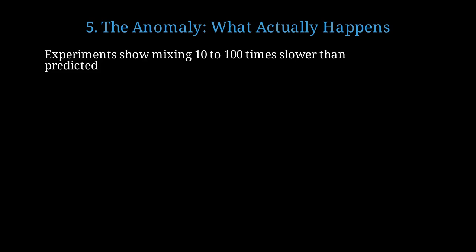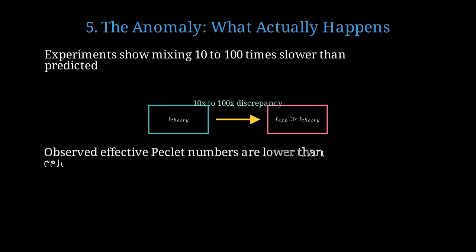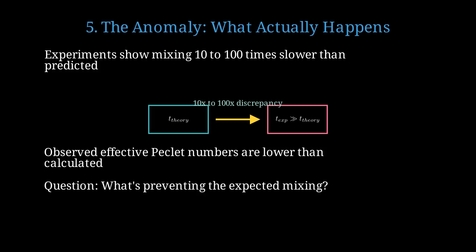But experiments reveal something unexpected and troubling. Experimental measurements consistently show mixing times 10 to 100 times longer than theoretical predictions suggest. The discrepancy is dramatic. What should take 5 seconds actually takes 50 to 500 seconds in practice. When researchers back-calculate effective Péclet numbers from mixing data, they find values much lower than the actual flow conditions suggest. This raises a critical question. What hidden mechanism is preventing the expected chaotic mixing?